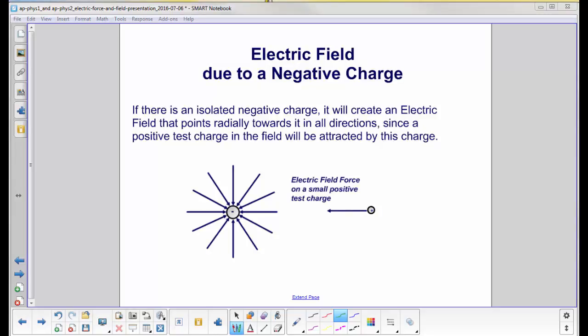If there is an isolated negative charge, it will create an electric field that looks very similar to the positive charge, except you can see that the arrows move this way. They point towards the charge. That means if I take any other positive charge, it will follow the direction of those field lines, and you see how it would be attracted to a negative. So the field lines give you the direction that a positive charge will move. If I had a negative charge here, that would move opposite the direction of the field line, so it would move that way, which makes sense because like charges repel.